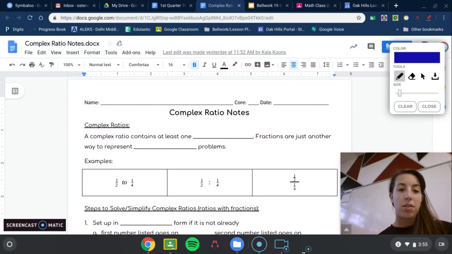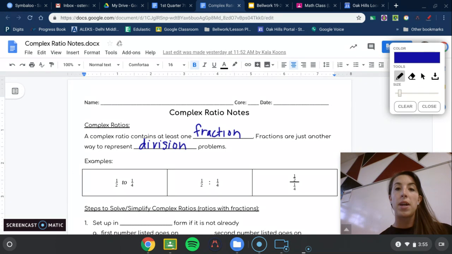It says a complex ratio contains at least one fraction. You will see complex ratios that have more than one fraction though. Fractions are just another way to represent division problems. And here are some examples listed below.